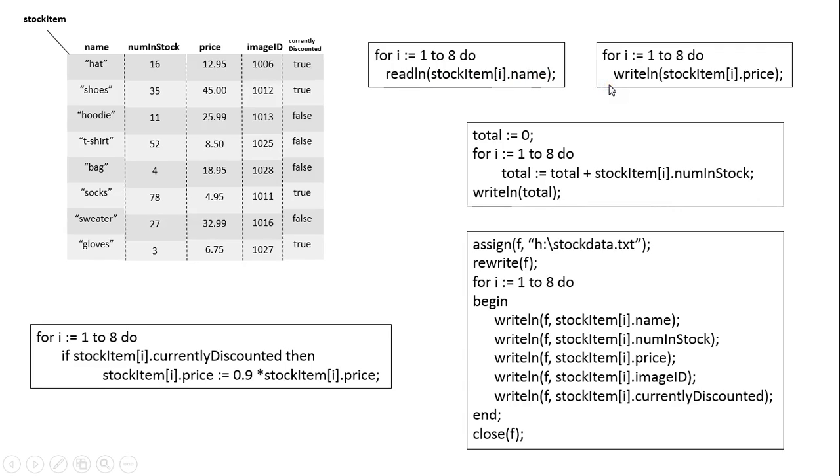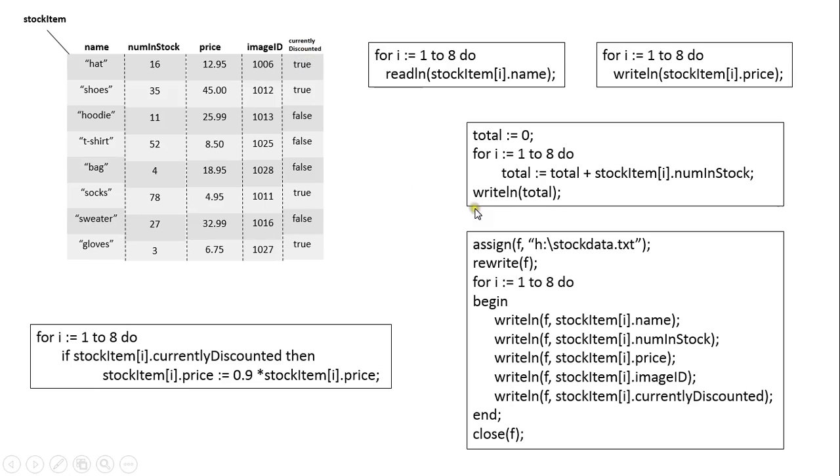And similarly, if I want to display the values, this is a write line in Pascal, I would say for I equals 1 to 8, write line stock item I, and this is going to write out all the prices. So if I'd wanted to write out whether or not they were currently discounted, instead of price, I would put the name of the field, which is currently discounted.